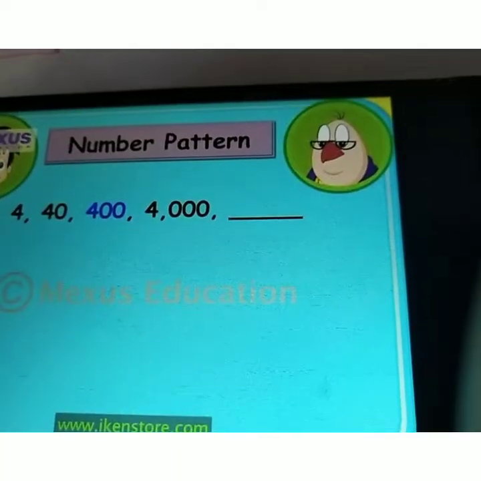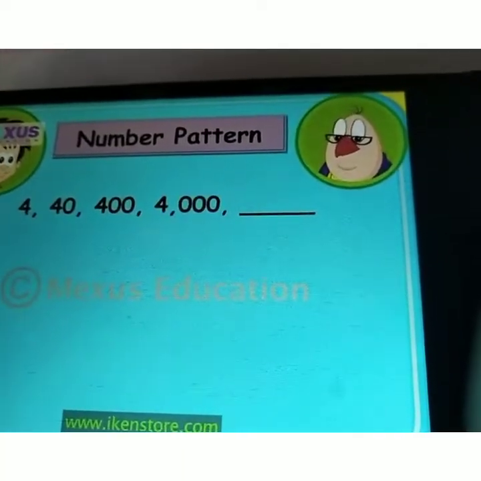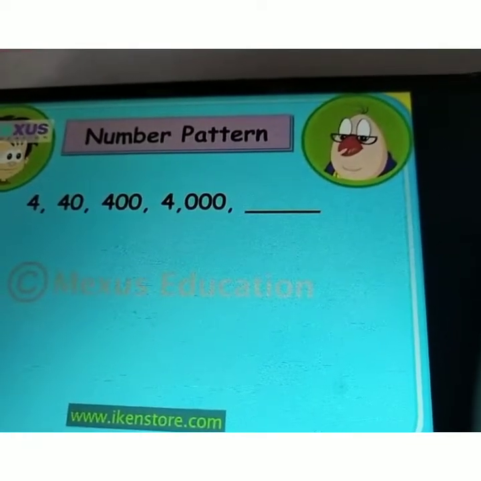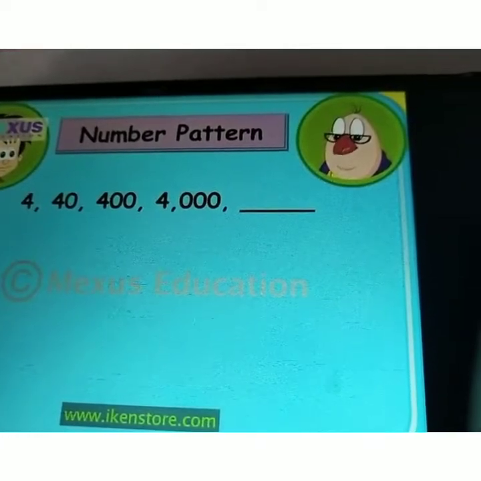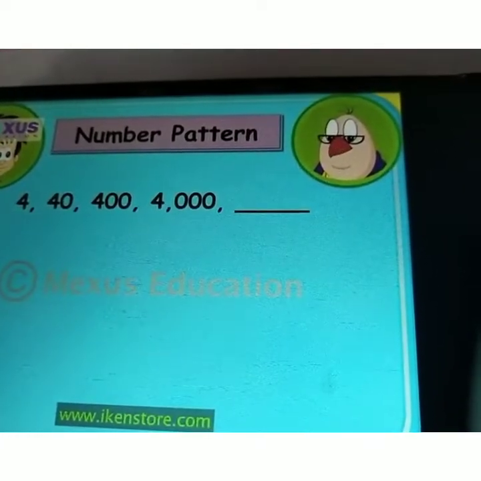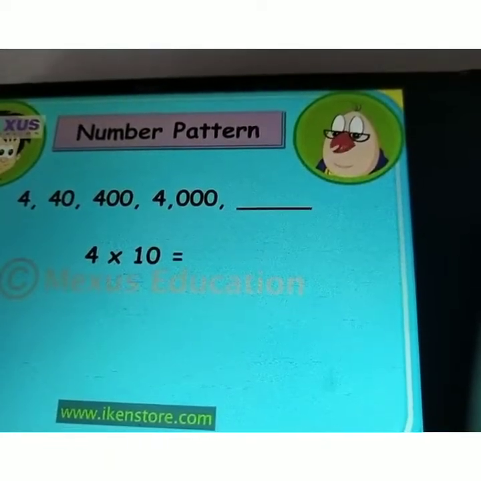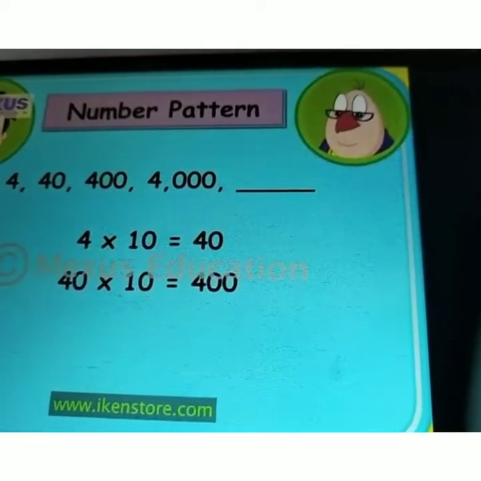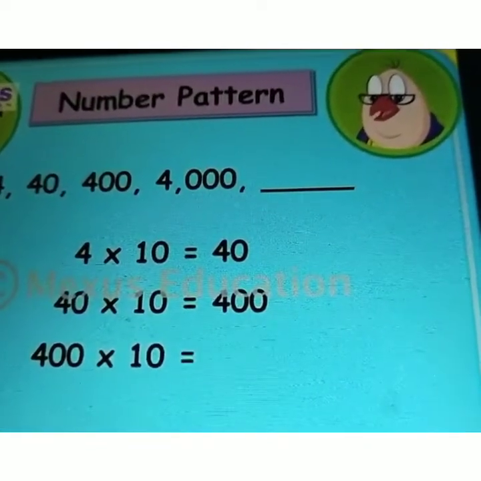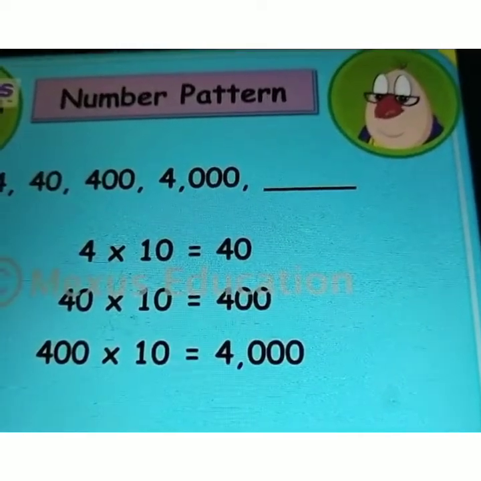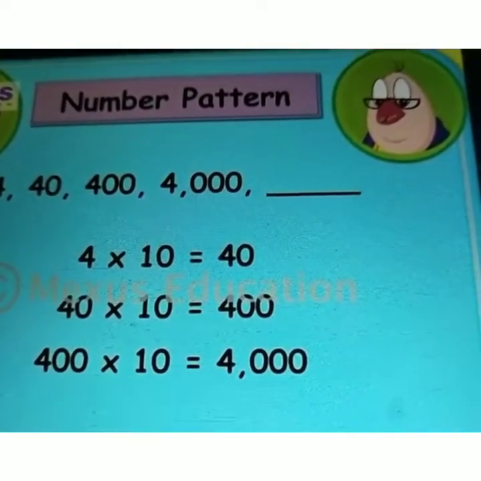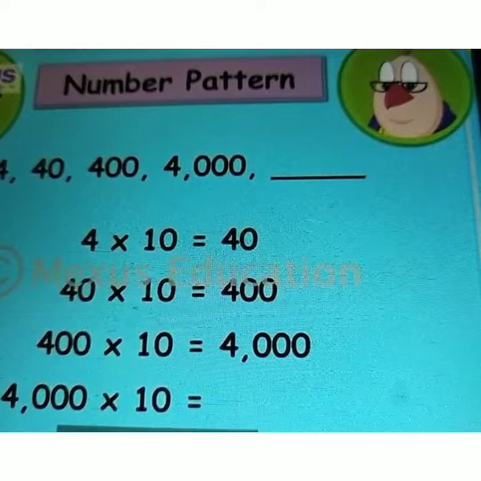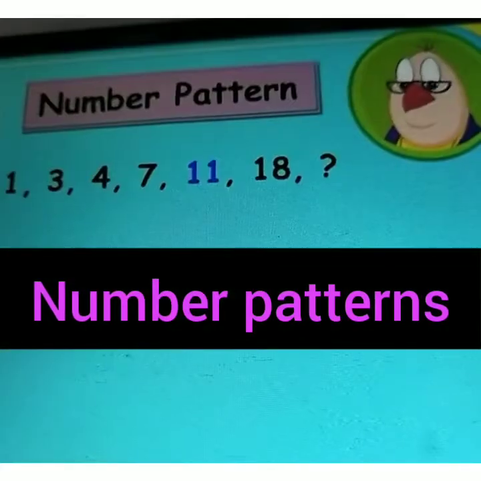4, 40, 400, 4,000, and so on. If you look carefully, you will see that the previous number, when multiplied by 10, gives the next number. 4 multiplied by 10 is equal to 40. 40 multiplied by 10 is equal to 400. 400 multiplied by 10 is equal to 4,000. JC, can you guess what's the next number? The next number is 4,000 multiplied by 10. That is 40,000.